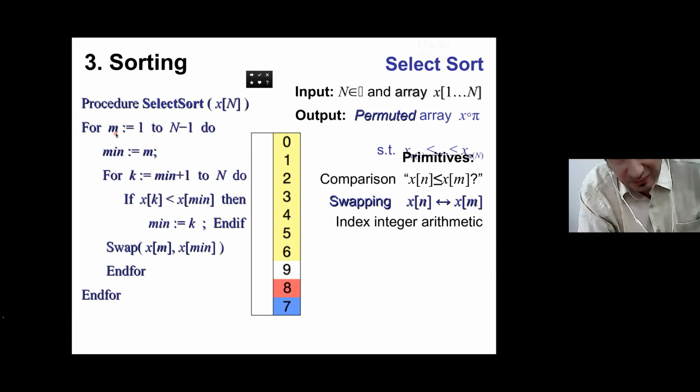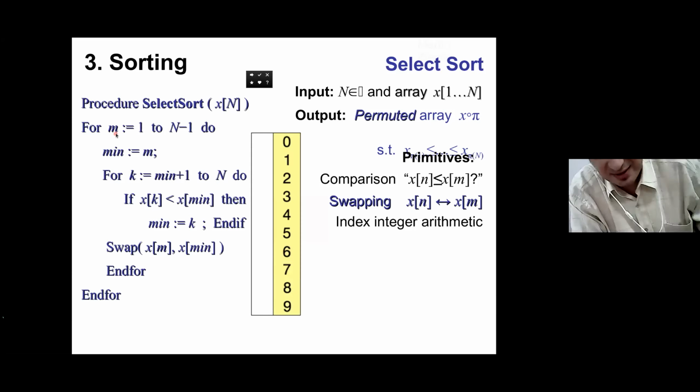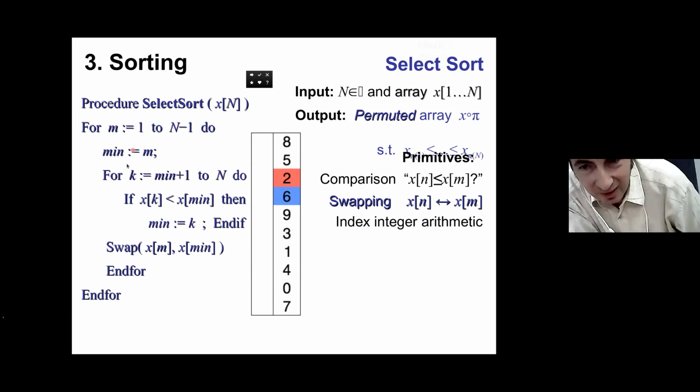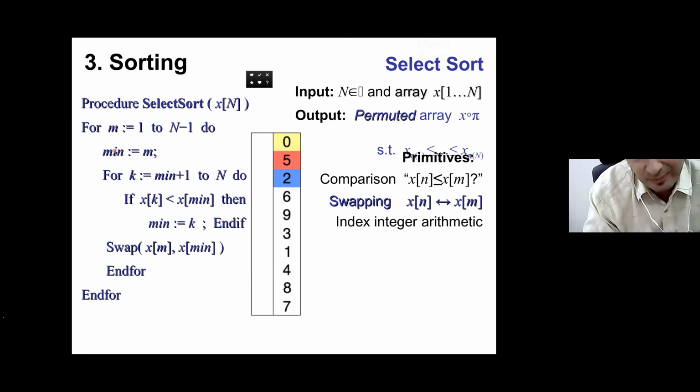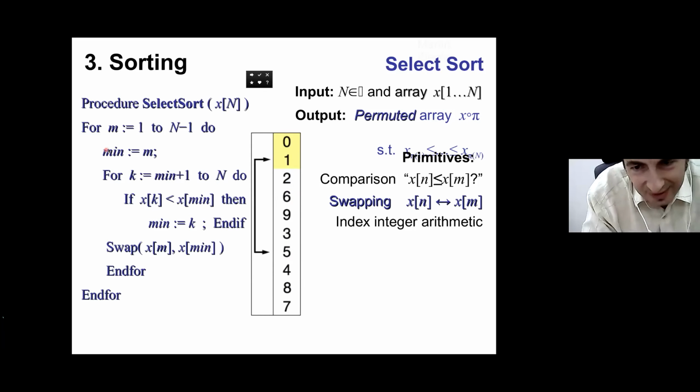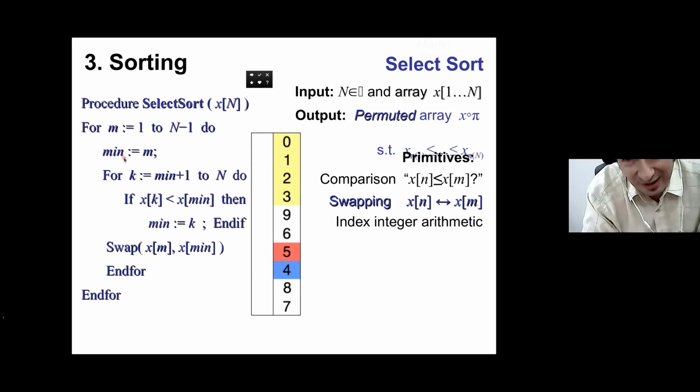What it does is it maintains an extra variable min, which is the index of the smallest array element between xm and x capital N. Okay. So now how do you determine this?